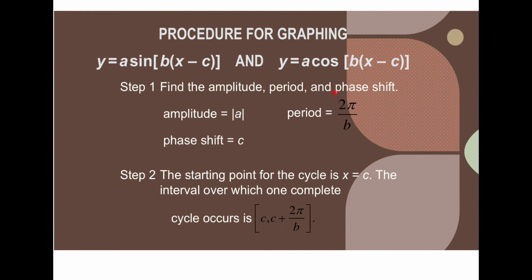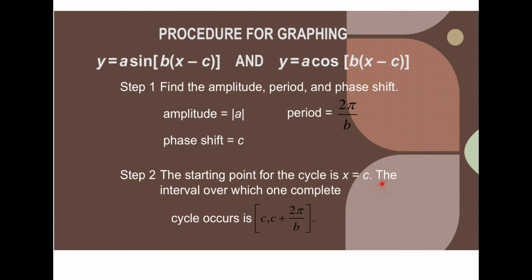To find the amplitude, period, and phase shift, we're going to look at my amplitude. That's my a there, take its absolute value. That's the highest and lowest point of the graph. The period will be 2 pi divided by whatever the b value is after we've factored it out, and the phase shift c. That's going to shift it to the left or to the right.